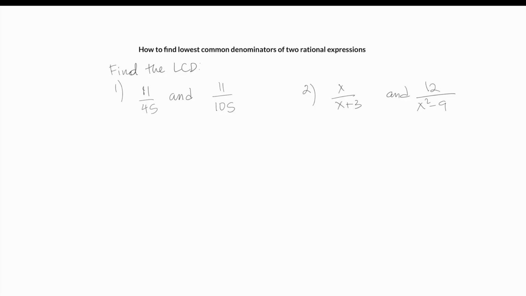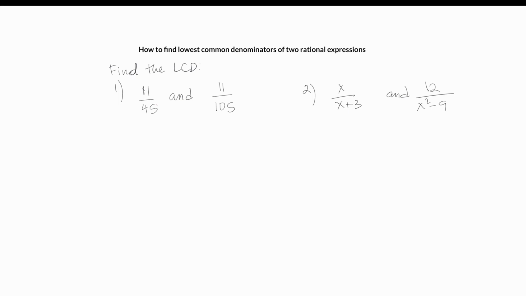Hello and welcome to finding lowest common denominators for two rational expressions, essentially for two fractions. I have two examples here. Find the LCD. The first example is 11 over 45 and 11 over 105. And for the second example, I have some x's here, x over x plus 3 and 12 over x squared minus 9. To find the lowest common denominator requires breaking down the existing denominators into factors.